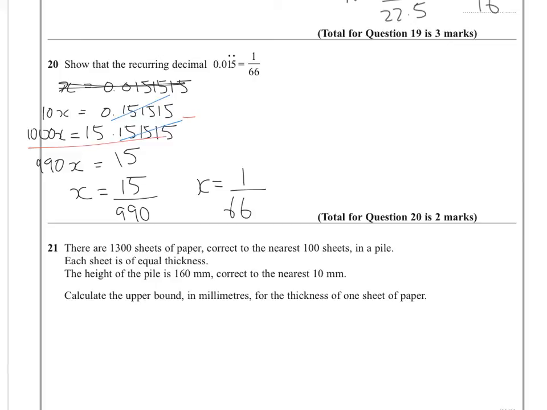So we've started by saying x equals 0.0151515, i.e. the recurring decimal, and we finished by saying that x equals 1 over 66. We've shown that the recurring decimal is the same as 1 over 66.